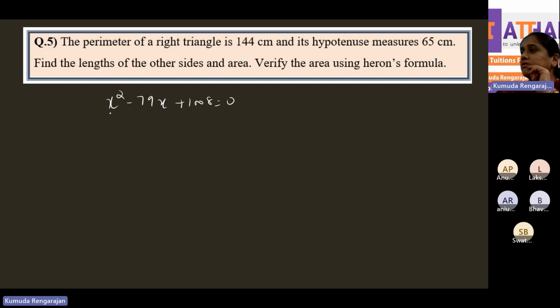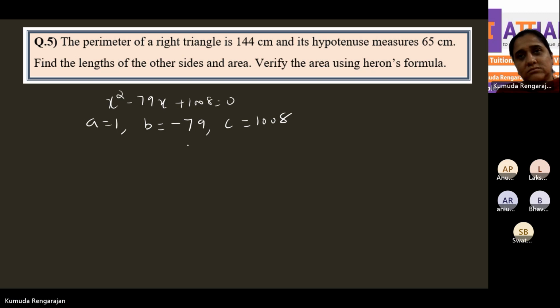What is the coefficient of x squared? 1. So A is 1. What is the coefficient of x, including the sign? That is B. And what is the constant? 1008. That's the value of C. Online students, am I clear? Yes, ma'am.